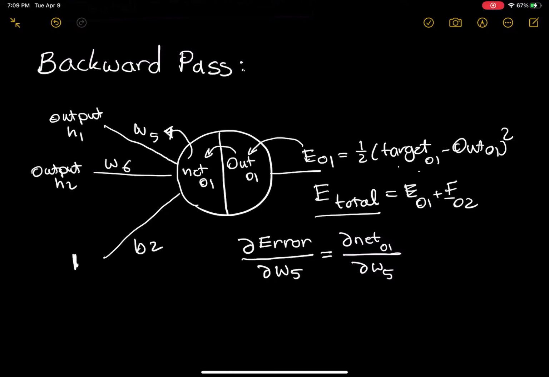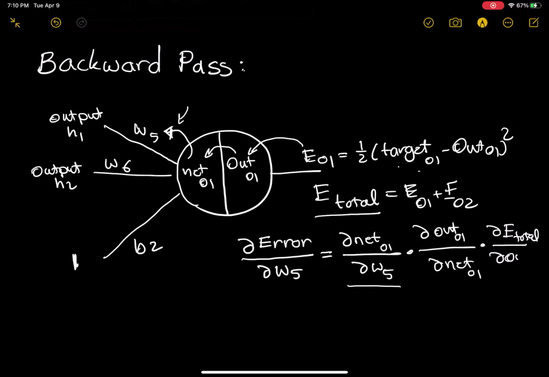That's for sure, if you look at this diagram here. And multiply by out O1 with respect to net of O1. You can see clearly they're dependent, because remember that out is nothing but a sigmoid function that we passed net into, right? And finally multiply by E total with respect to out O1. Does it make sense?